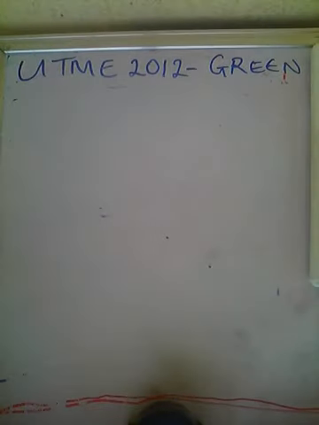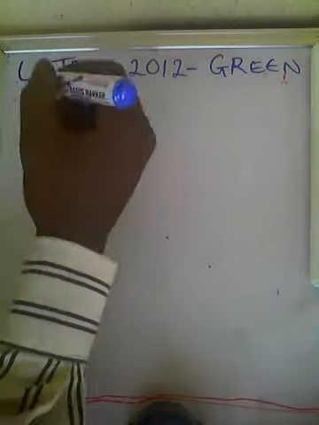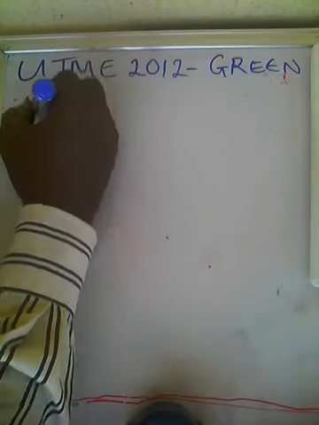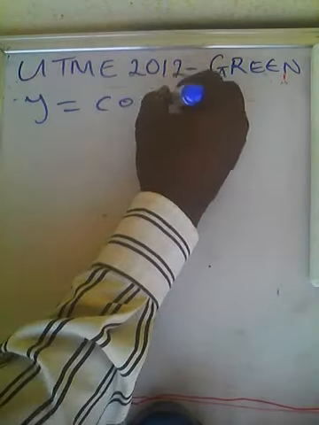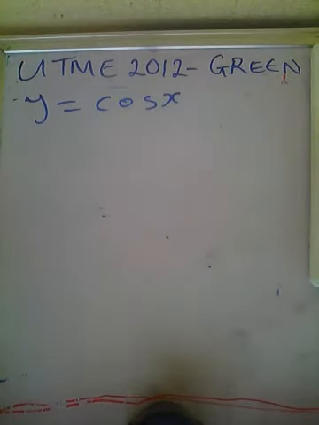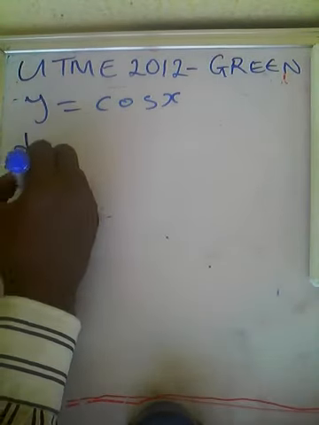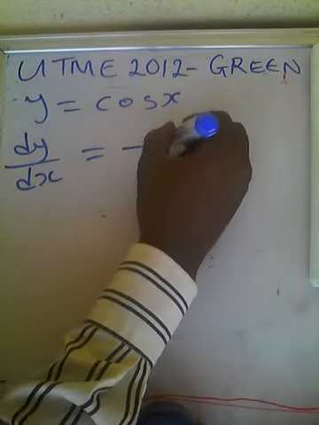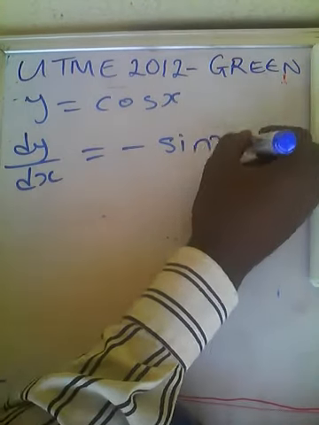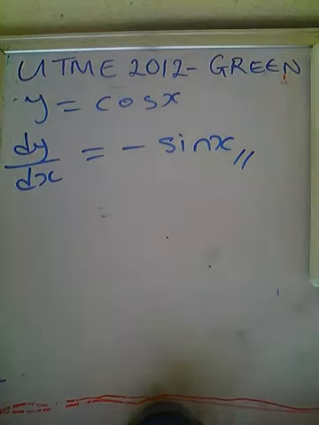We have number 38. We say find dy/dx if y is equal to cos x. This is a simple question. The rule is that when we differentiate cos x, we have minus sine x. So that's the answer. So the correct option is option B, which is minus sine x.